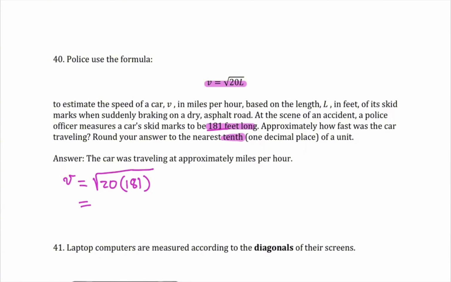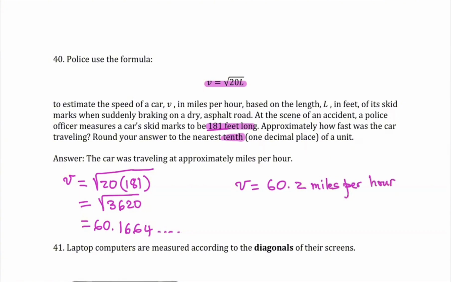In this case you can round. That's 20 times 181, so square root of 3,620. Now taking the square root of this number, that is 60.1664, and then continue. So the rounded value to one decimal place: you would stop at the 1, but because the number after the 1 is 6, it's going to be v equals 60.2 miles per hour. So that would be the speed of the car under these conditions.